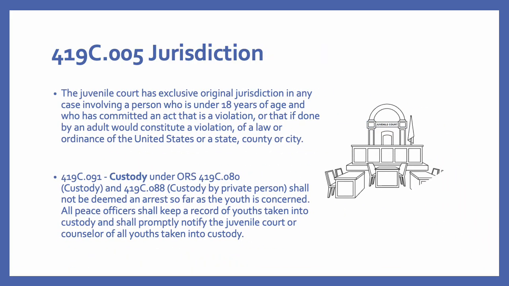419C.005 Jurisdiction. The juvenile court has exclusive original jurisdiction in any case involving a person who is under 18 years of age and who has committed an act that is a violation or that, if done by an adult, would constitute a violation of a law or ordinance in the United States or a state, county, or city. So this is who falls under jurisdiction of the juvenile court and the juvenile system. It's basically anyone who is under 18 and who has committed an act that would be a violation or a criminal offense in any state, county, or city.